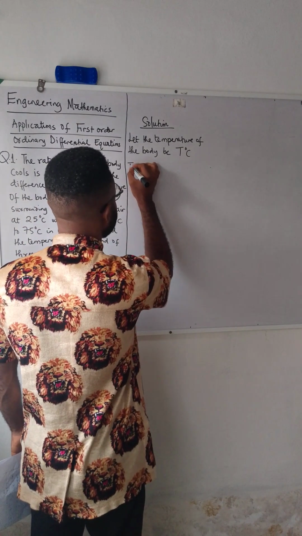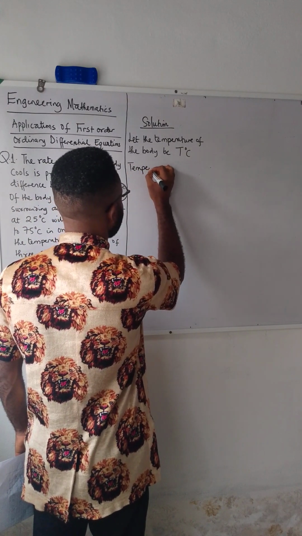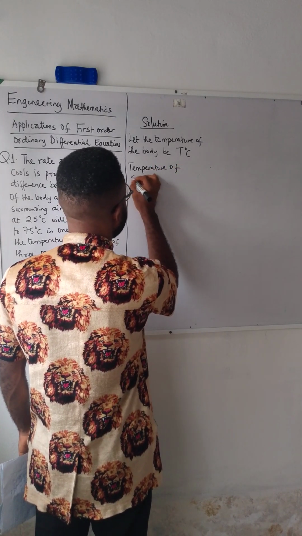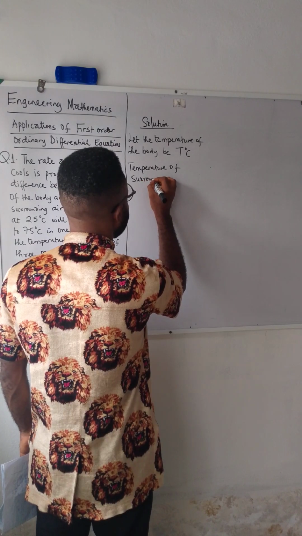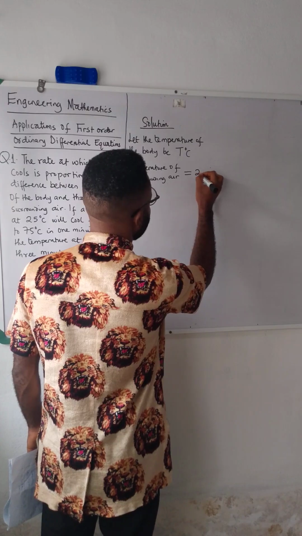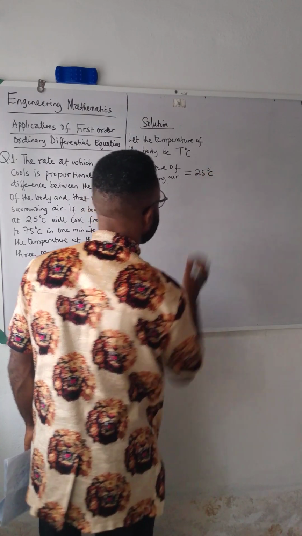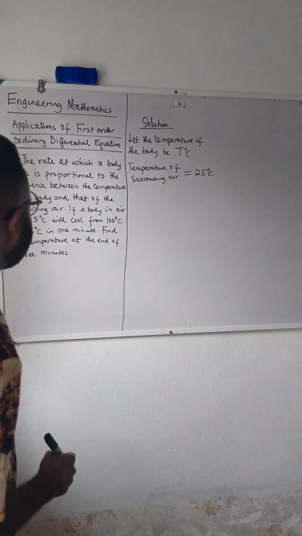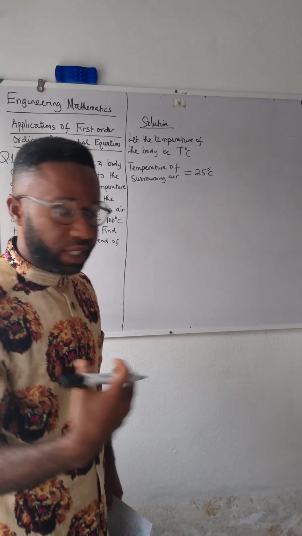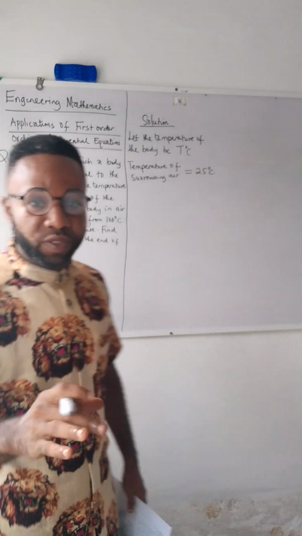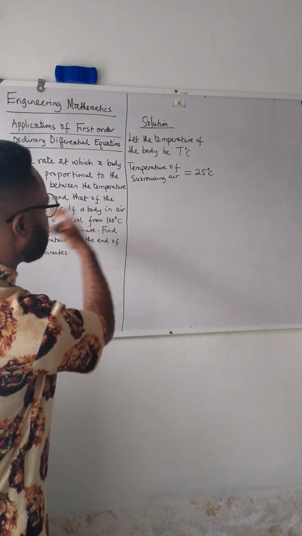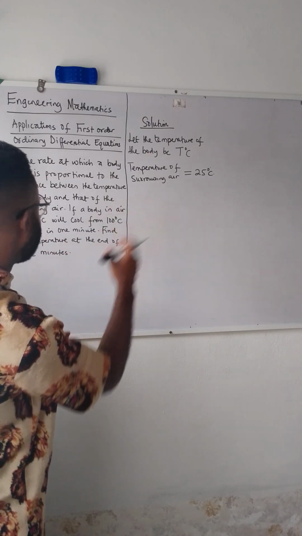So we say temperature of surrounding air, which is equal to 25 degrees. So once we've taken that down, all these ones are initial conditions that we are going to consider later in the question. But first we have to establish a relationship between temperature of the body and that of cooling.